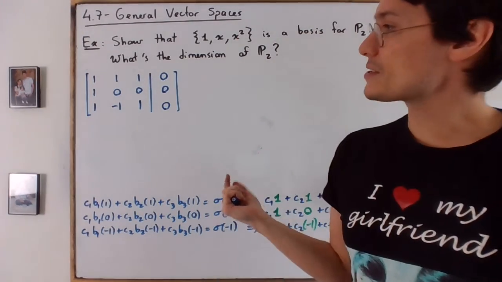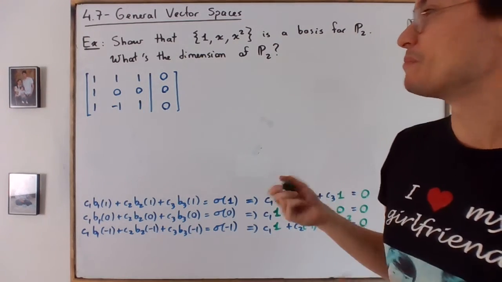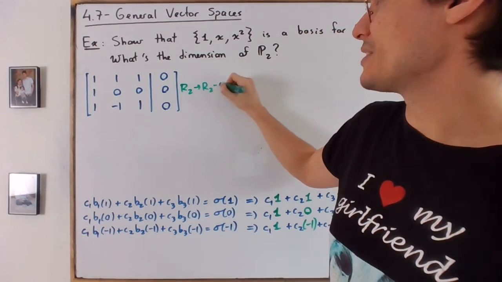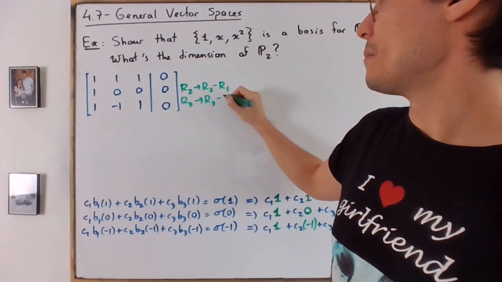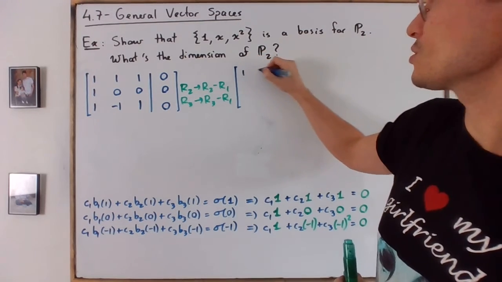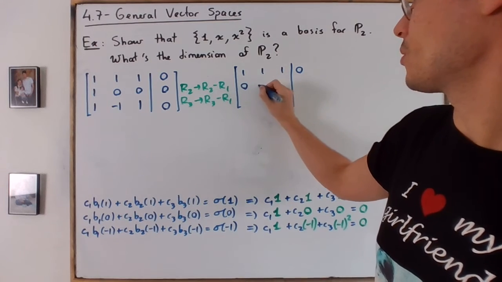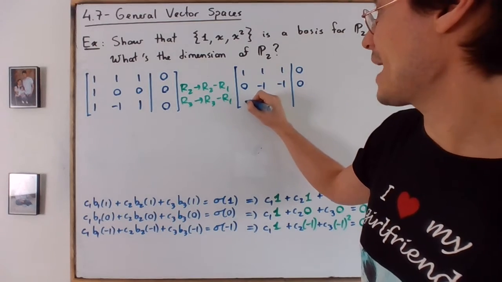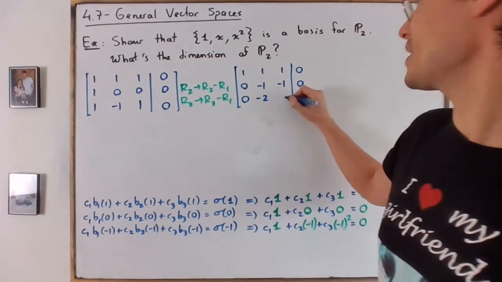So I think we could go ahead. Let's actually just row reduce this from beginning to end. So row 2 becomes row 2 minus row 1. Row 3 becomes row 3 minus row 1. So what are we going to get? So 1, 1, 1 slash 0. Then we're going to have 0, -1, -1, 0. And finally, we have 0, -2. And then row 3 minus row 1 is 0. Perfect.